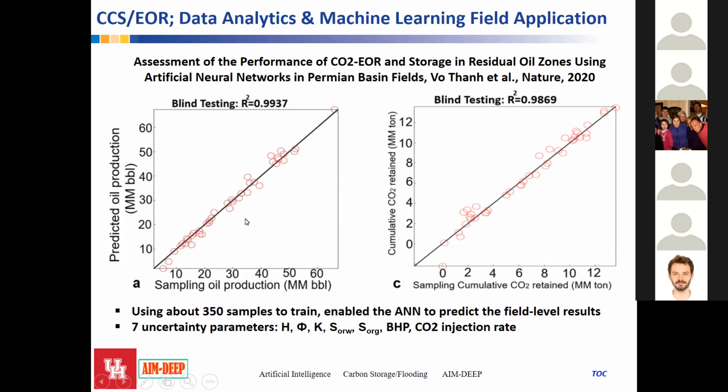I should mention that they used 7 uncertain parameters to build their training samples, including the reservoir thickness, porosity, permeability, residual saturation to water flood, residual saturation to gas, which here is CO2, bottom hole pressure, and CO2 injection rate.